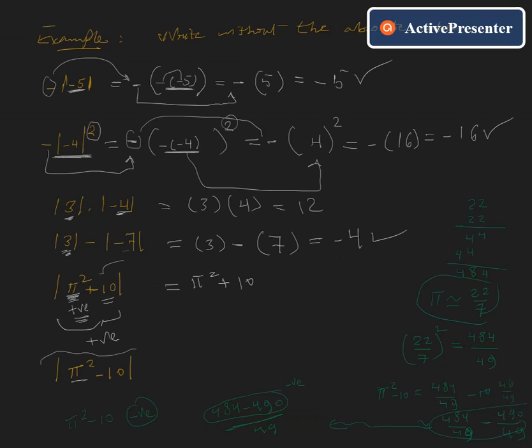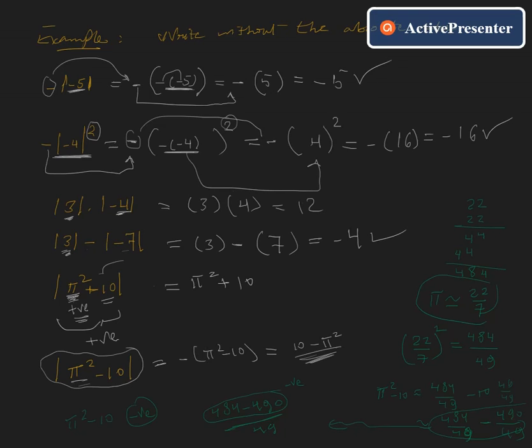So the absolute value of pi square minus 10 equals the negative of what is inside. So negative of pi square minus 10, which is written as 10 minus pi square. By the way, this can also be written as minus pi square plus 10. It is okay. This is correct.